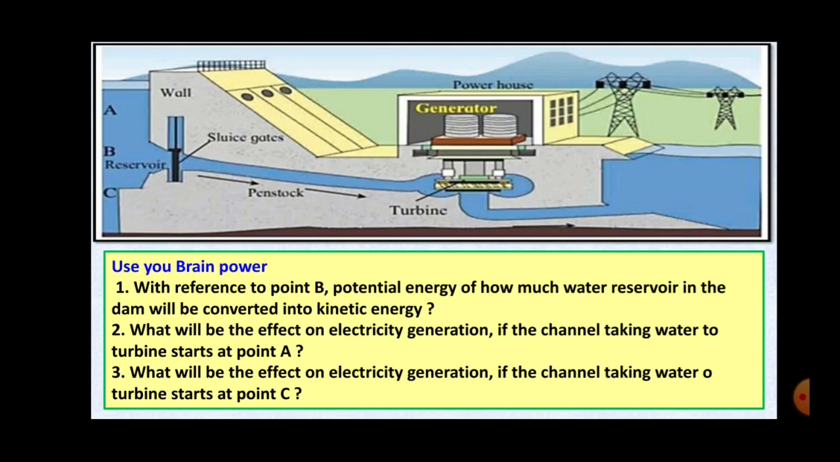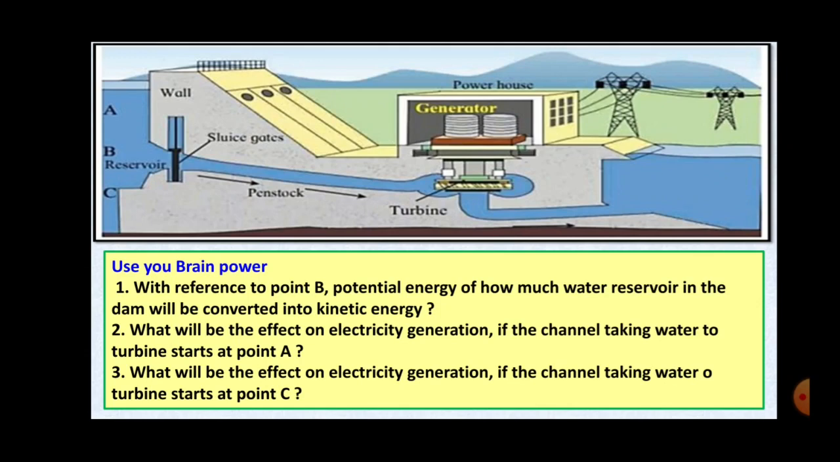What will be the effect on electricity generation if the channel taking water to the turbine starts at point C? Now we had seen the height of A, we had seen the height of B, and the height of point C is much lower than point B and point A. So what will happen? Point C is at a lower height.